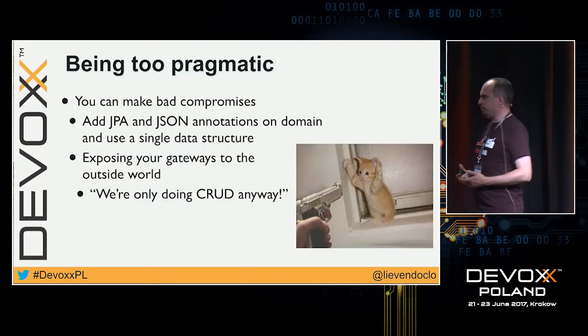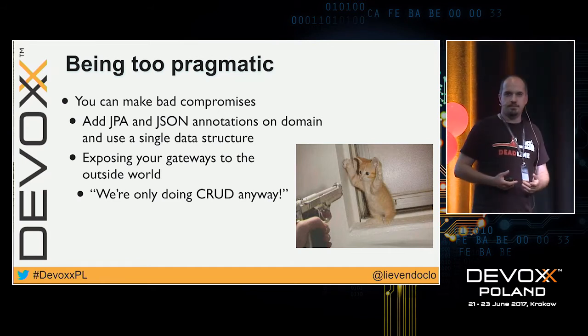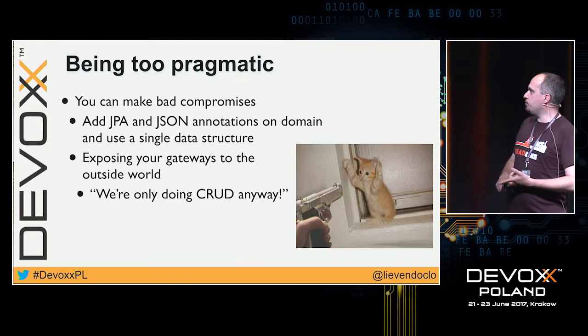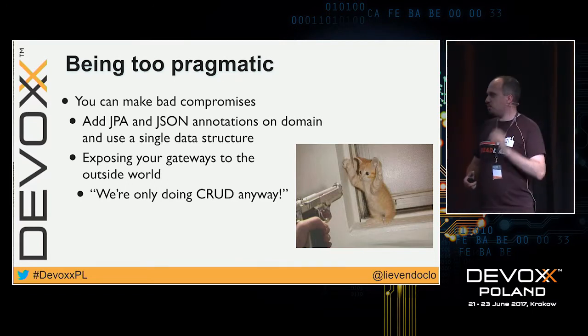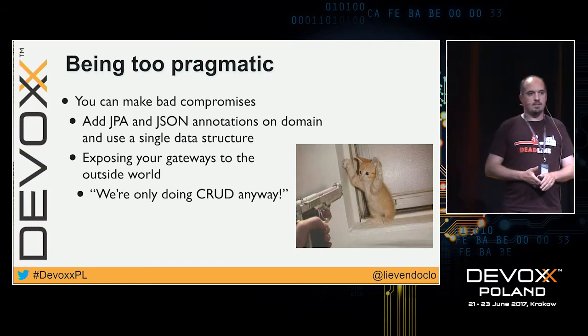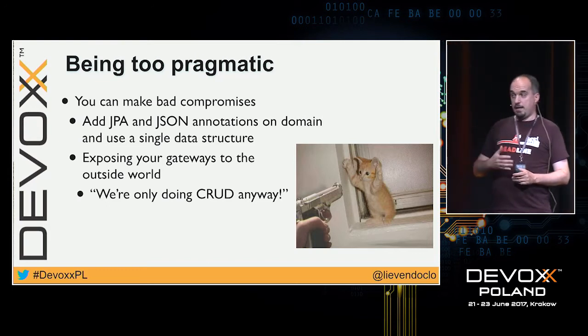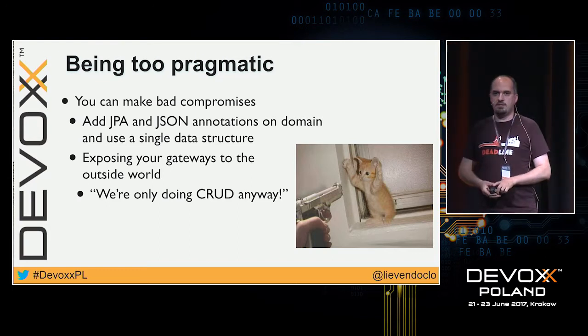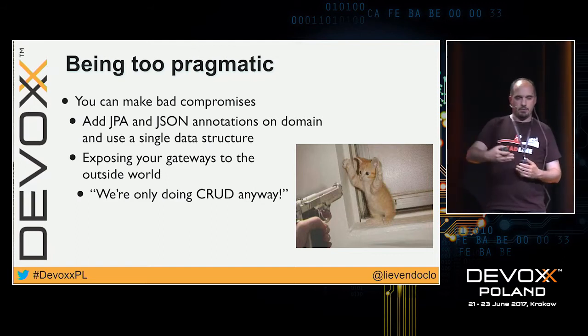Problem is, you can also be too pragmatic. You can make bad compromises. For example, you can choose to just forgo all the request models, all the building JSONs, and just use a single data structure throughout your entire application. So you're persisting your domain to the database directly using JPA annotations, and you're adding JSON annotations to expose them directly through your use case.